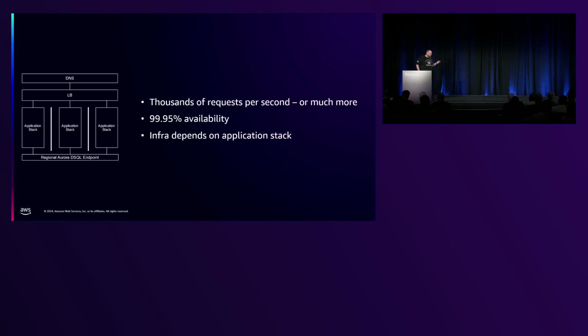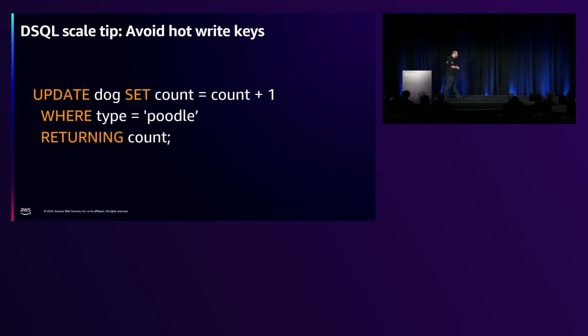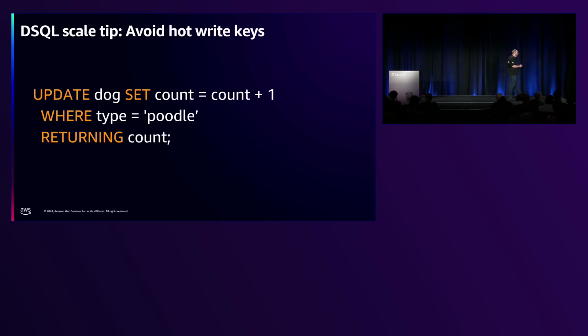So what's the trade-off? Well, as with all things, there are some pros and cons, some things you need to think about. And especially with scalability, you need to think a little bit about some patterns that will allow your application to scale. So here I'm going to give you one tip for scalability, and this is the single most important thing to keep in mind as you scale applications on DSQL, is to avoid hot write keys.